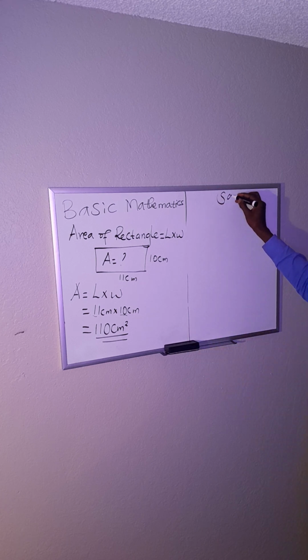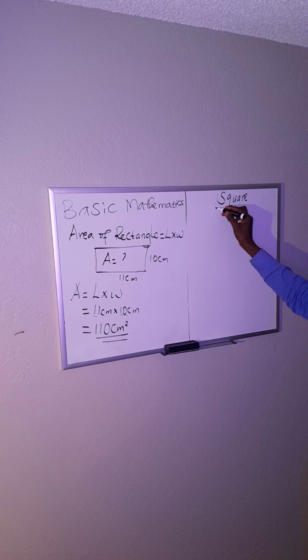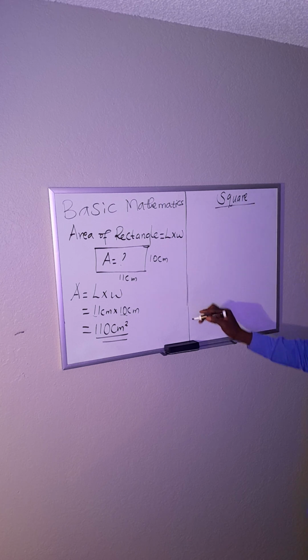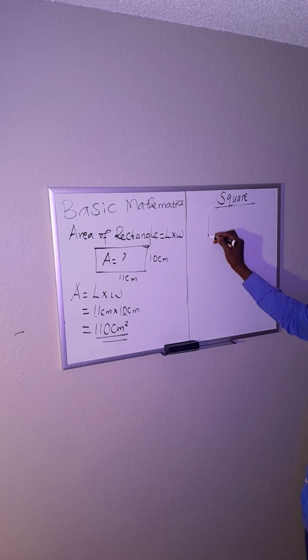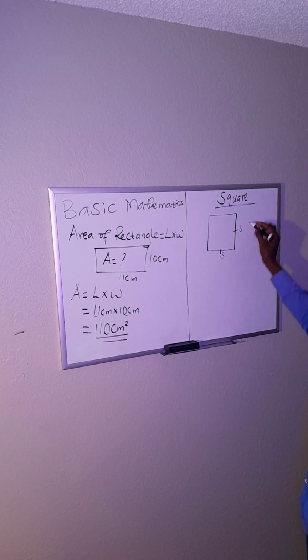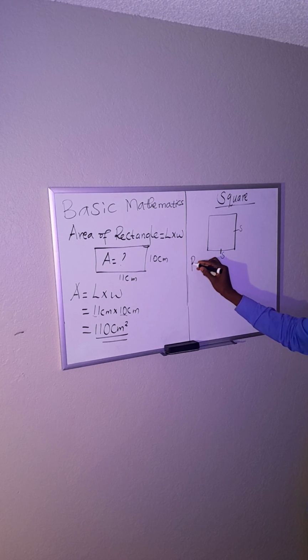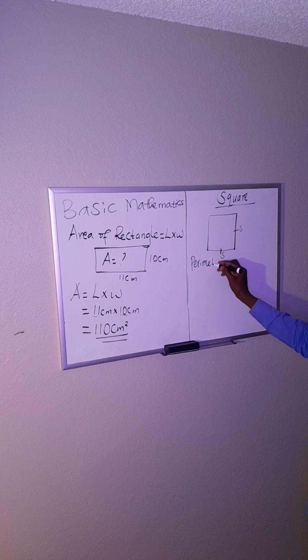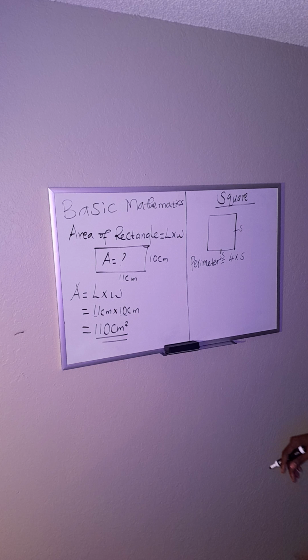Square. Now, a square is a shape that has all the sides equal in length. So this side and this side are equal. So S. Now here, when I am talking about perimeter of a square, perimeter is equal to 4 multiplied by S. What is S? The side of one length, since all the 4 sides are equal. So I either use this formula or I say S plus S plus S plus S. It will give me the answer.